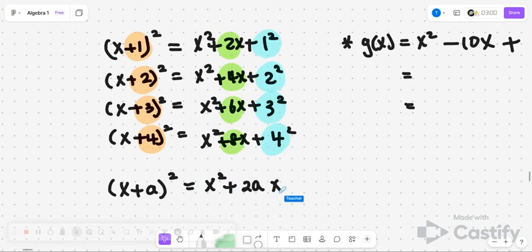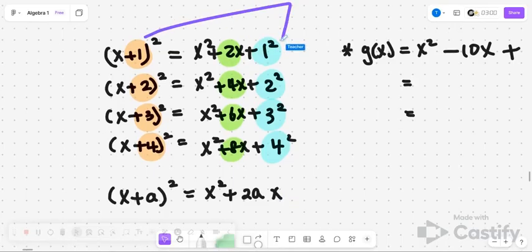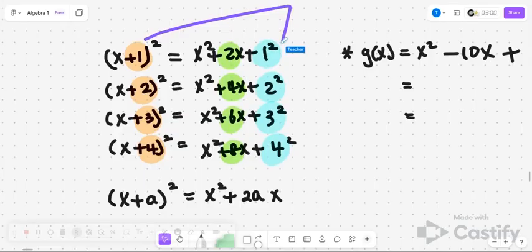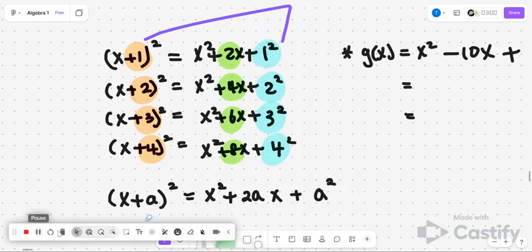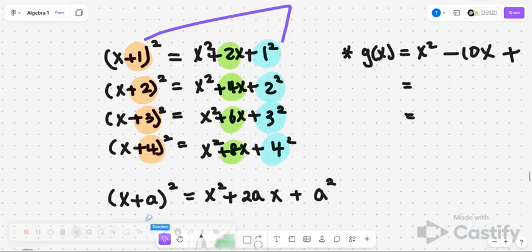And let's think about the relationship between the orange and blue. To get the number highlighted in blue, you have to square the oranges. 1 squared, 2 squared, 3 squared, 4 squared. So if you have a, we know that the last expression is going to be a squared. So I'm going to highlight it the same color.